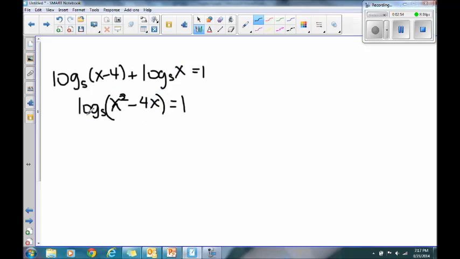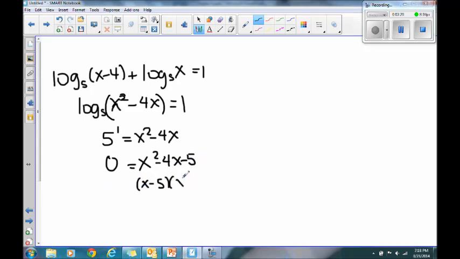Then, since I have logs in some terms, but not in all of the terms, the next step is to go to exponential form. 5 is the base, 1 is the exponent, and 5 to the first equals x squared minus 4x. Any quadratic equation that you have from the assignment that I give out of the book, all of them will factor. You don't have to use the quadratic formula there.